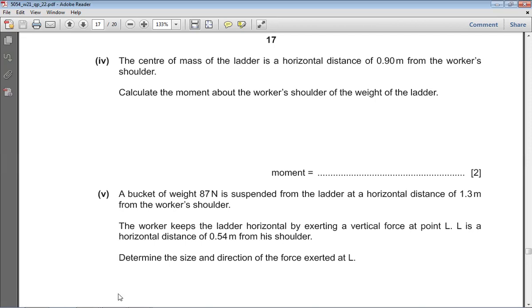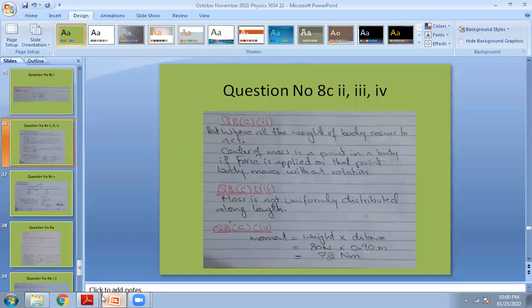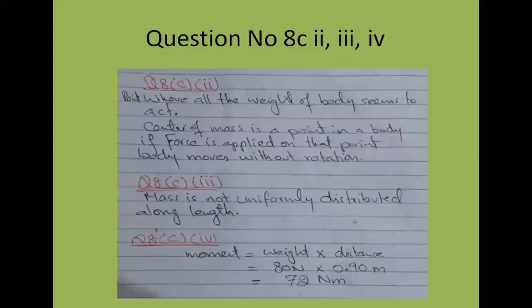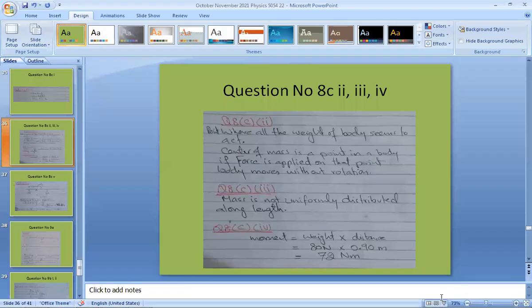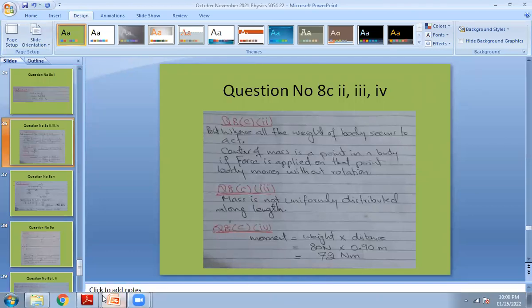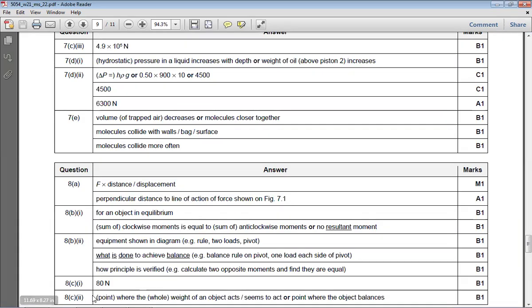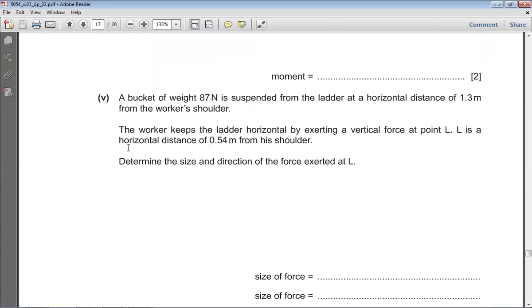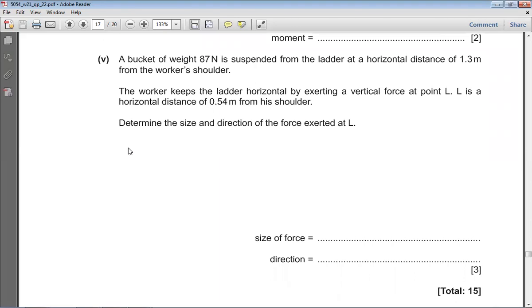Let me show you my work. Moment is equal to weight multiplied by distance. 80 Newton multiplied by 0.90 meter, you get 72 Newton meter. The moment will be 72 Newton meter. That's question number 8C, fourth part. Okay, let's go to the next part, which is the last part.